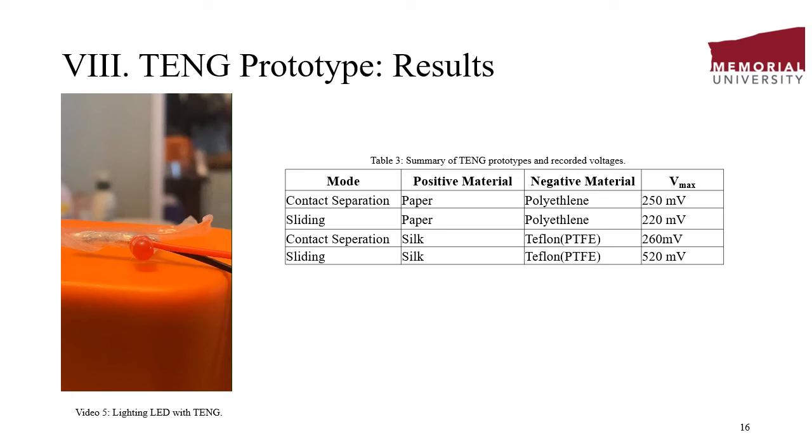So actually we managed to illuminate an LED bulb, as shown here, with just the prototype we developed. It was 20 millimeters by 50 millimeters in size. The illumination of the bulb was visible in the dark.